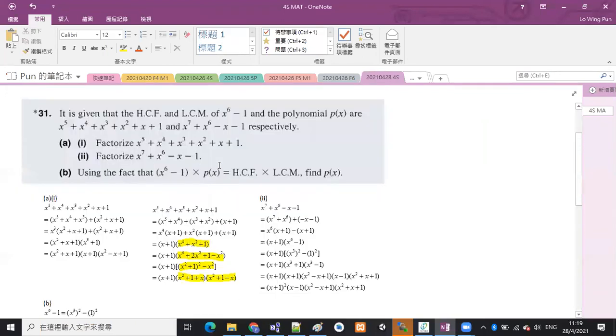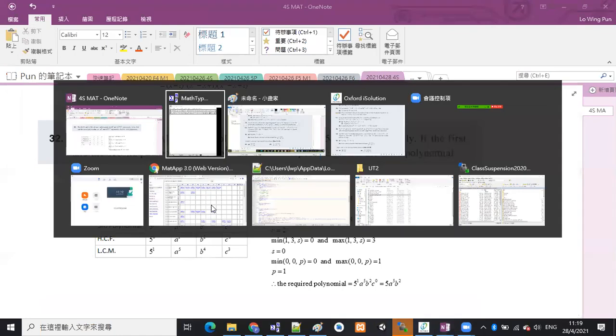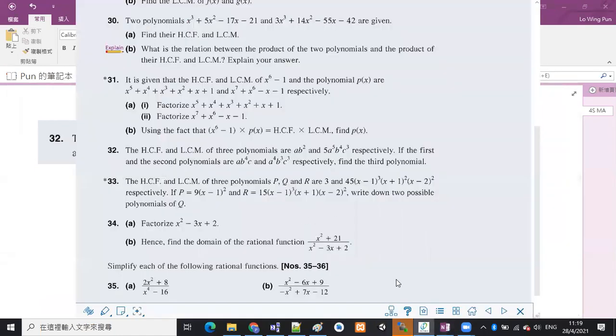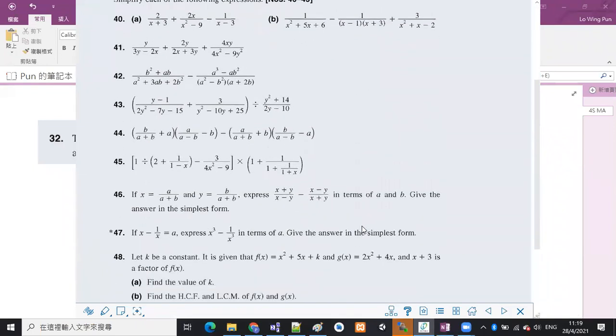Next one is 45. 45 is on the next page. Oh, this one.